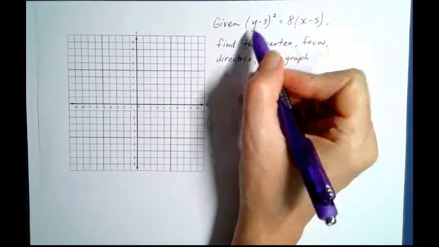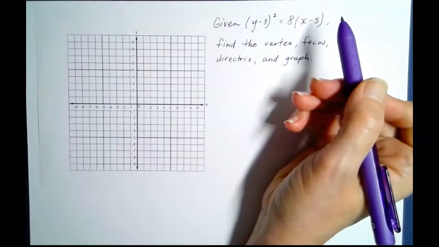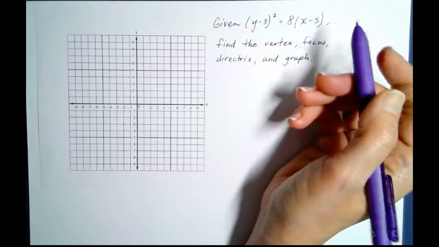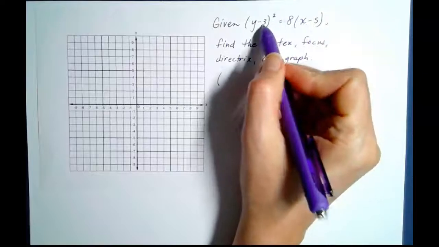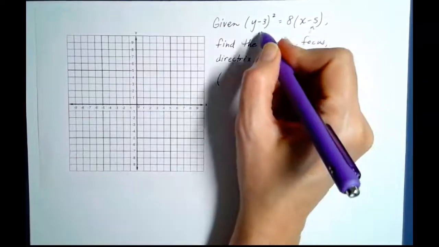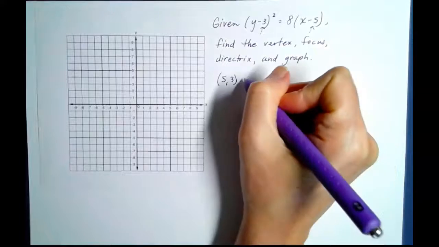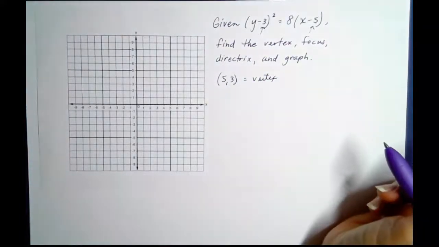So first thing, what is squared? Well, the y is squared. And if the y is squared, this is going to have a horizontal axis of symmetry and a horizontal opening. So keep that in mind. The vertex is going to be at (5, 3), because there's h and there's k. So (5, 3), that's the vertex. Just listing everything out, and I'll graph it in just a moment.